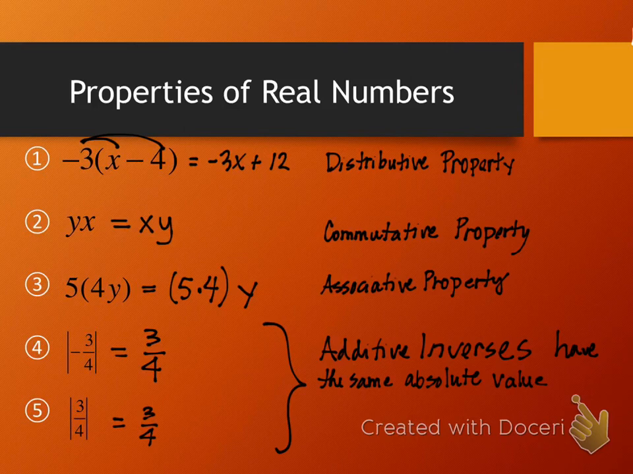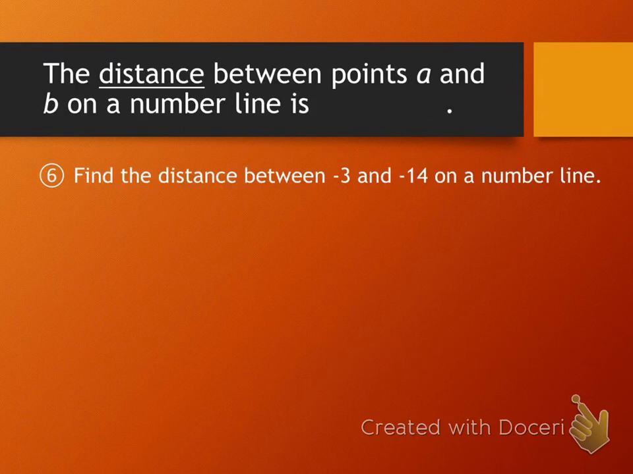All right, to continue our idea that I mentioned already about absolute values, we actually have a definition. So go ahead and write this definition that's in the black part at the top on your paper. The distance between points A and B on a number line is the absolute value of A minus B.